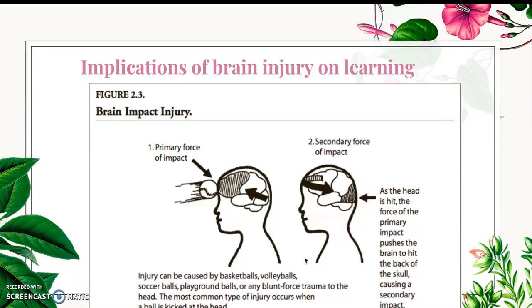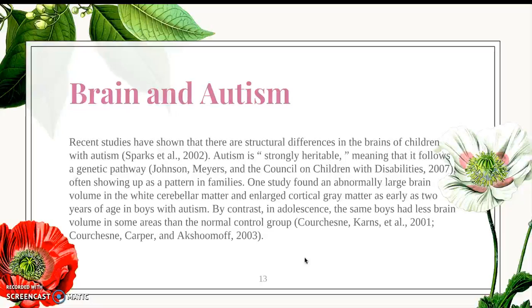This can cause learning disabilities, as research shows. Brain and autism. Recent studies have shown that there are structural differences in the brains of children with autism. Autism is strongly heritable, meaning that it follows a genetic pathway. One study found an abnormally large brain volume in the cerebellum white matter and enlarged cortical gray matter as early as 2 years of age in boys with autism.